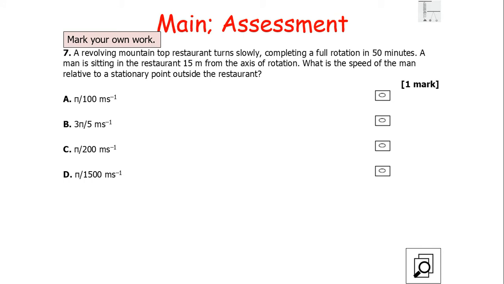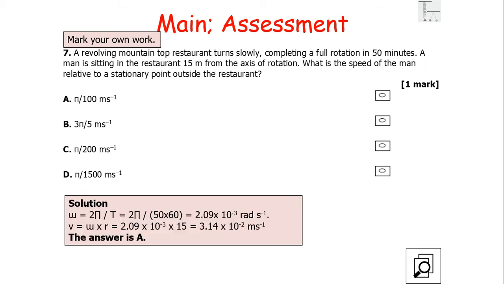Right, a revolving mountaintop restaurant turns slowly, completing a full rotation in 50 minutes. A man is sitting at a table in the restaurant, 15 meters from the axis of rotation. What is the speed of the man relative to a stationary point outside the restaurant? Well, what we do is we use the equation v equals omega r. Now, omega is going to be 2 pi over T, because it's 2 pi for one complete rotation and big T is the time for that complete rotation.